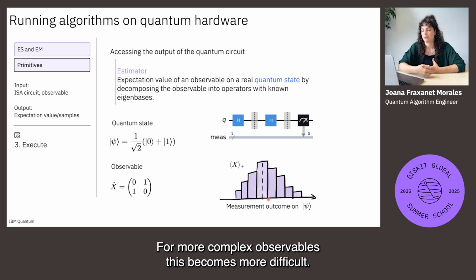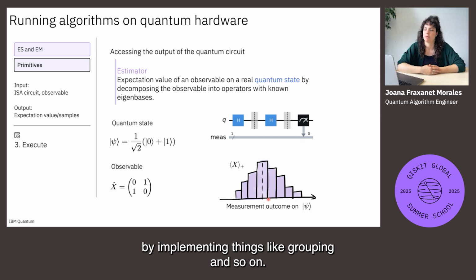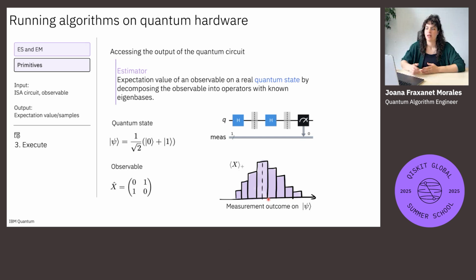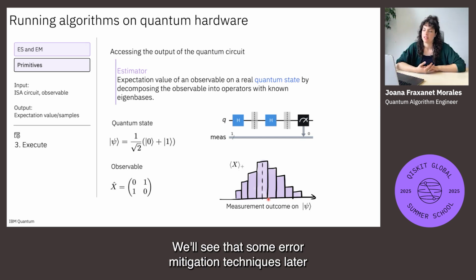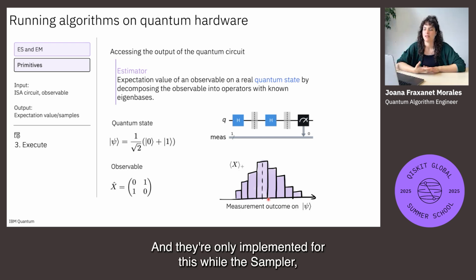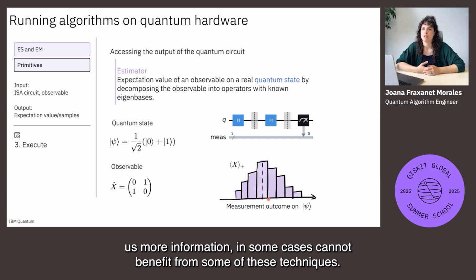For more complex observables, this becomes more difficult and it can be made more or less efficient by implementing things like grouping and so on. But the estimator in principle would do this for you. We'll see that some error mitigation techniques later only apply to the estimator, so they only apply to expectation values. And in Qiskit, they're only implemented for this, while the sampler, even though it gives us more information, in some cases cannot benefit from some of these techniques.